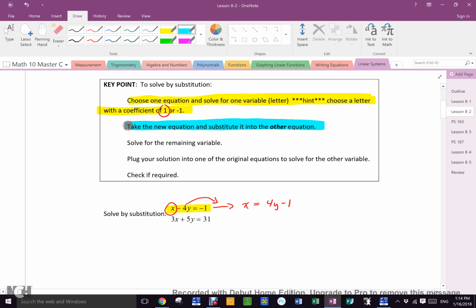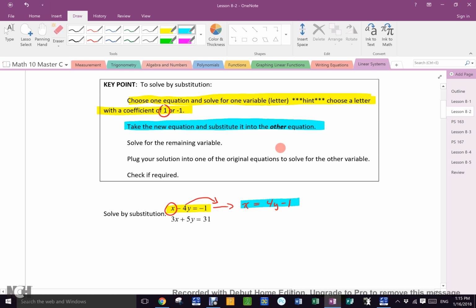Step 2 says take the new equation. Do we have a new equation? What is it? X equals 4y minus 1. That's a new equation. We haven't seen that. That wasn't written on the page, was it? We made that equation, didn't we? Now, what does it say to do for that? It says substitute it into the other equation.